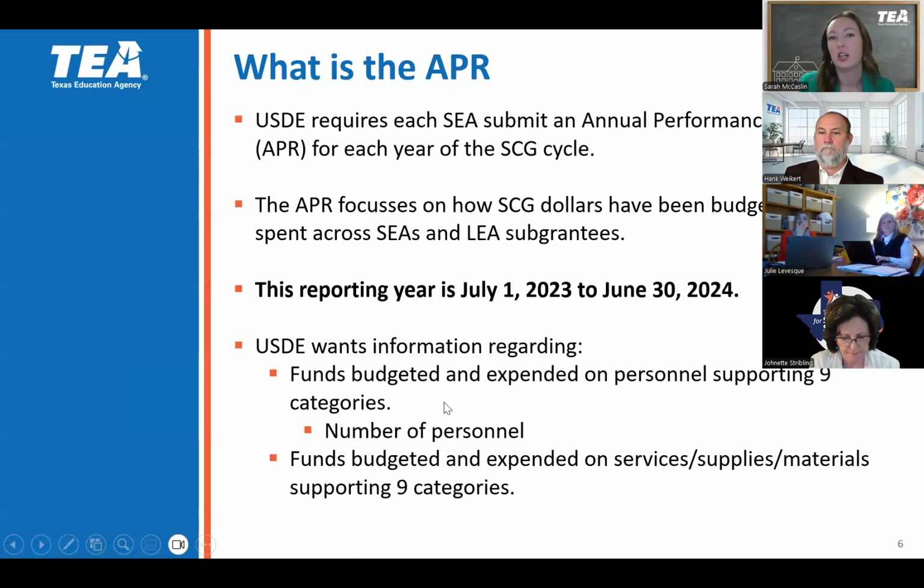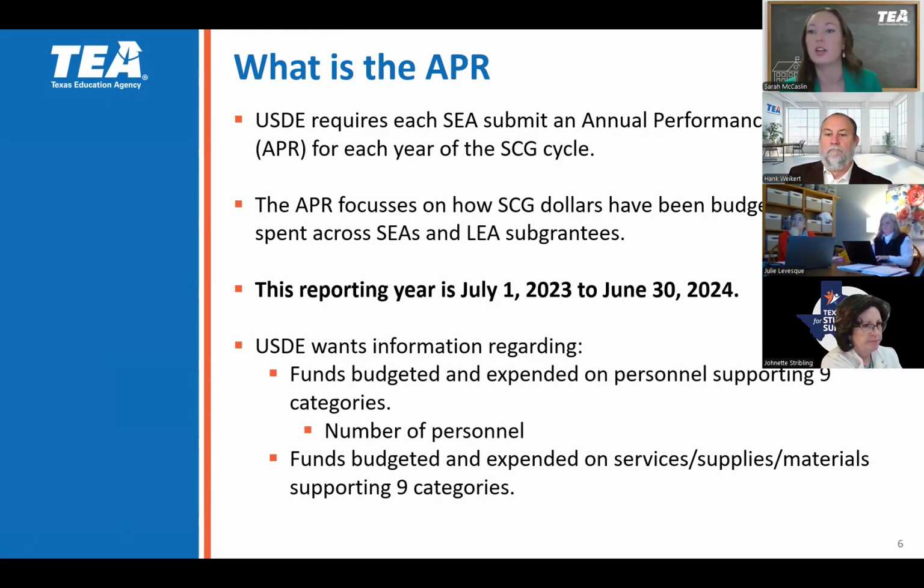All right, laying the foundation, what is the APR? So the U.S. Department of Education requires that each state education agency submits an annual performance report, or APR, for each year of the Stronger Connections grant cycle. Texas, as an SEA, is the one that actually submits the official APR to the U.S. Department of Education. But because there are 2 questions within that APR where we need additional information from our sub-grantees, which is all of you, we're asking you to submit this Qualtrics survey so that we can compile all of that information and use it to fill out the actual APR.